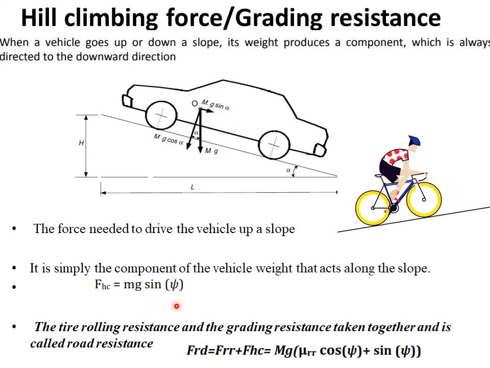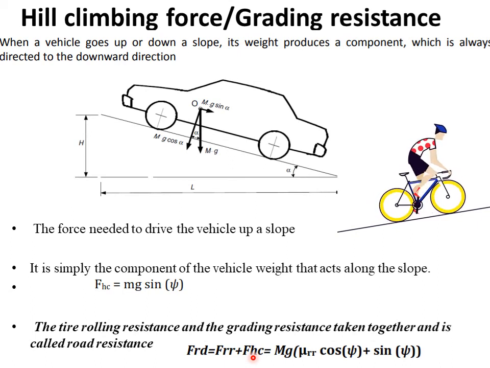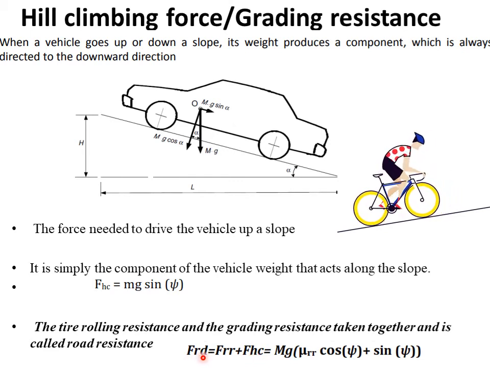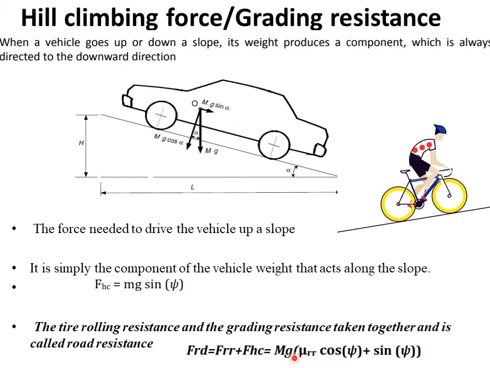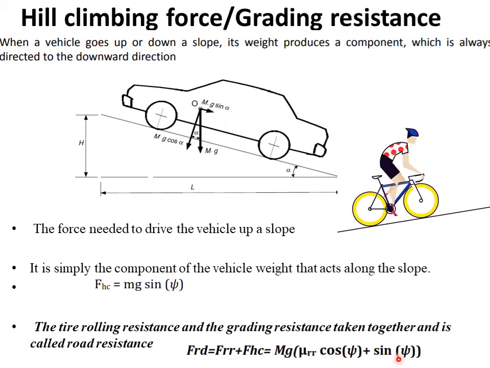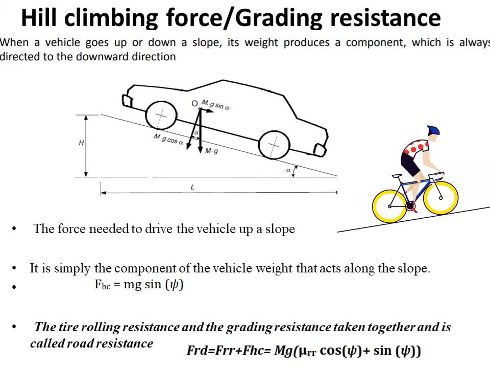So we have studied FRR, the force due to rolling resistance, and FHC, the force due to hill climbing or inclination. If we add these two forces together, this force is called the road resistance force, represented by FRT, and it is equal to mg mu rr cos alpha plus mg sin alpha. If you take the mg term outside, it becomes mg into mu rr cos alpha plus sin alpha. So these are the three resistive forces acting against the motion of the vehicle.